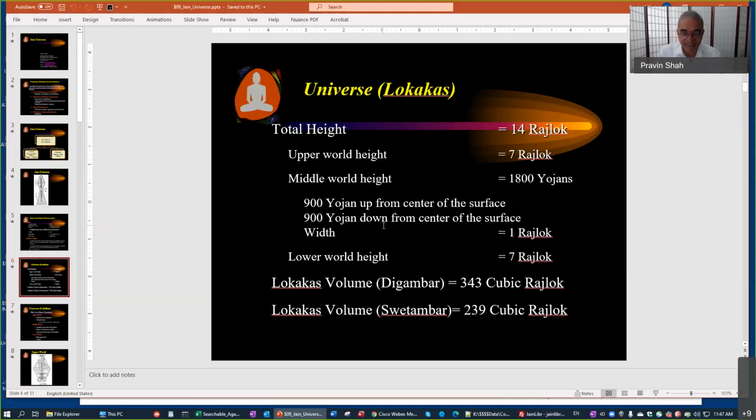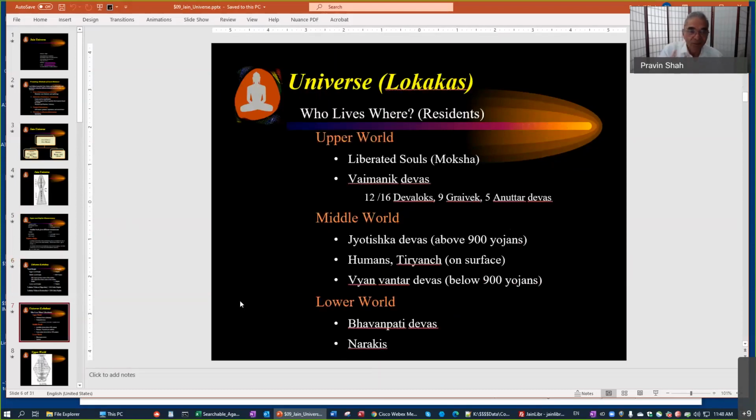Now what you are going to see is the middle world, where we are, right in the middle. We have ground below and space above, and that's what the middle world is. There is a third dimension, the depth of the Rajlok, and because of the different shapes, people believe different things about the depth. Digambar believes 350 cubic feet and all that. We will talk about it. Now let's go further. Now, who lives where? This is the most important one because these things appear in our rituals in so many places.